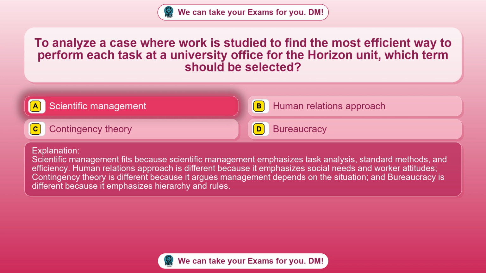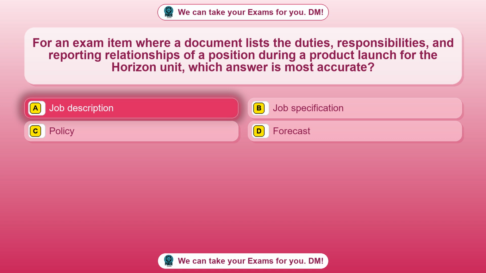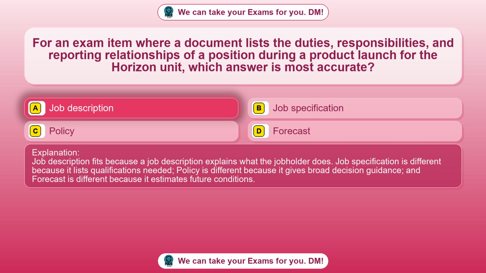and rules. Question 80. For an exam item where a document lists the duties, responsibilities, and reporting relationships of a position during a product launch for the Horizon unit, which answer is most accurate? Option A, job description. Option B, job specification. Option C, policy. Option D, forecast. The correct answer is option A, job description. Job description fits because a job description explains what the job holder does. Job specification is different because it lists qualifications needed, policy is different because it gives broad decision guidance, and forecast is different because it estimates future conditions.